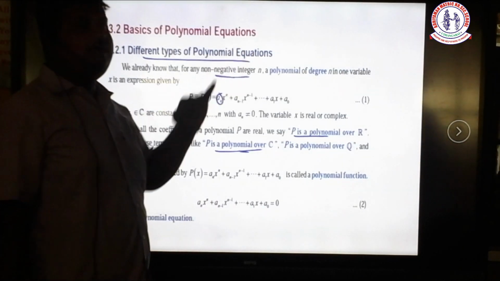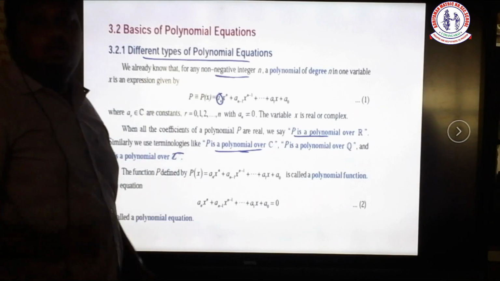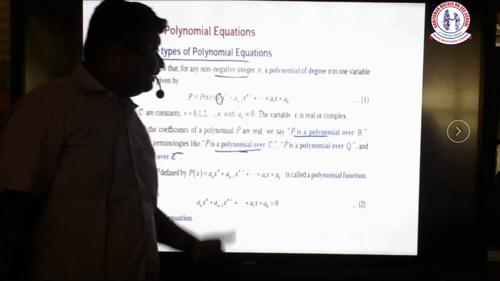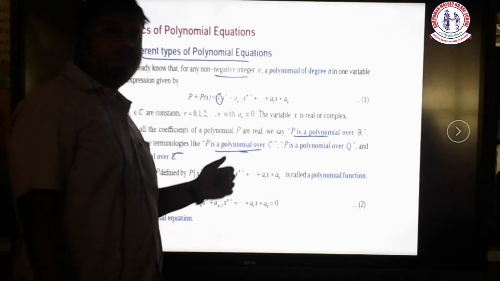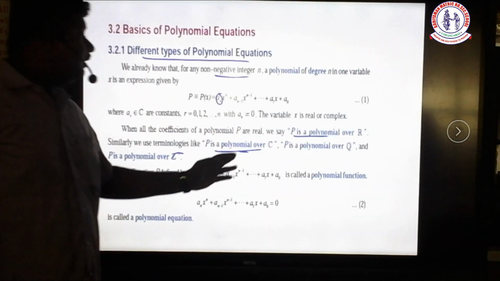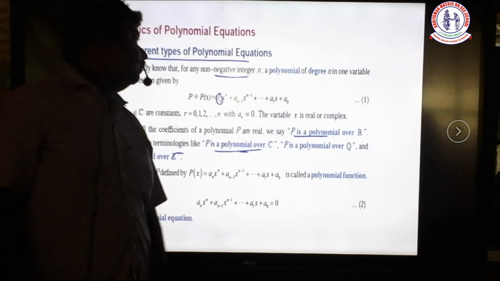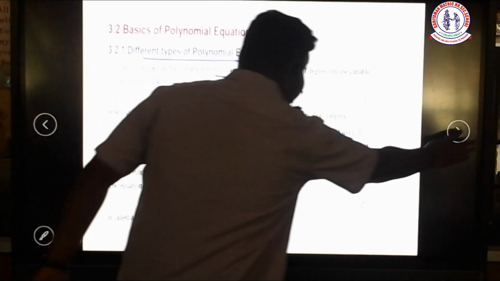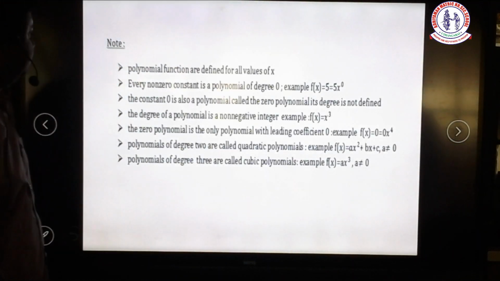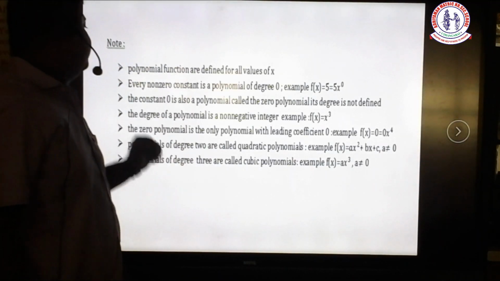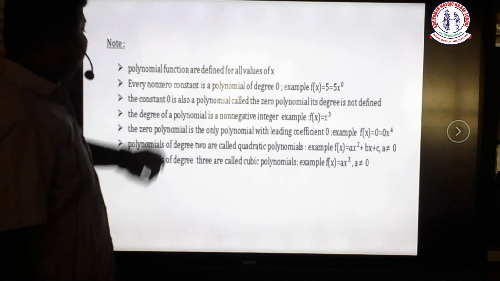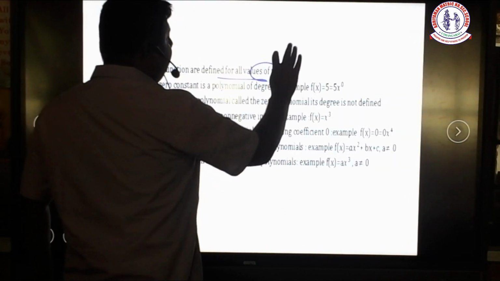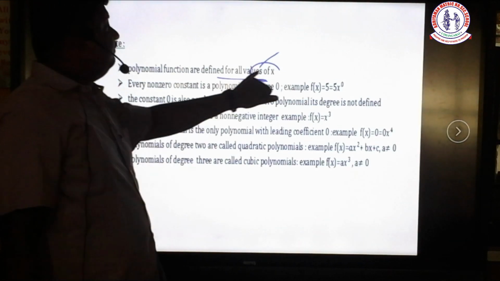Here there are different types of polynomial equation. In lower classes we studied only one type, where the constants are real numbers, the polynomial over R. Here we study polynomials over R, over C, and over Q. These are the different types of polynomial equation. The next one is some important notes. First, polynomial functions are defined for all values of x, which is the important one. We already know about the real values of x.